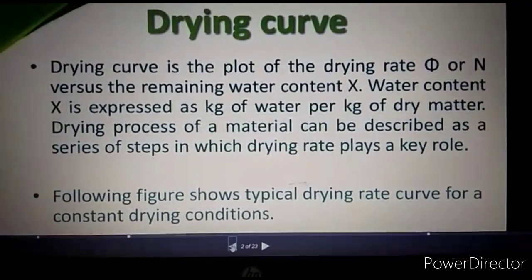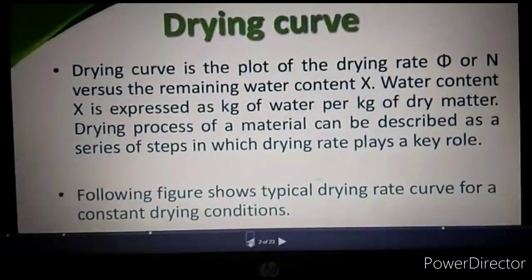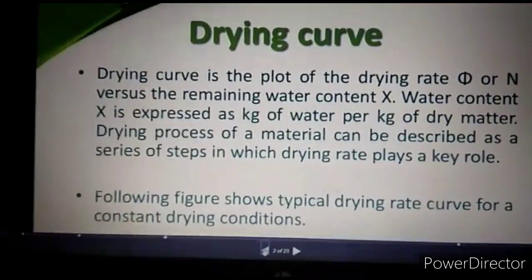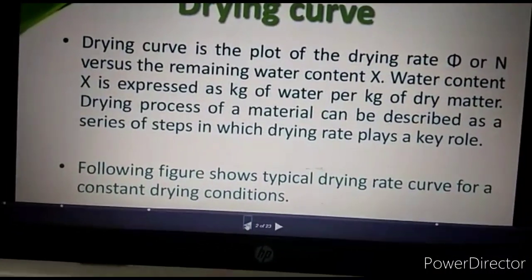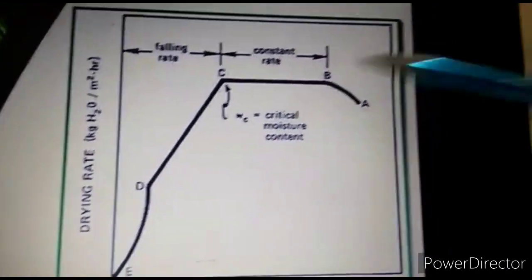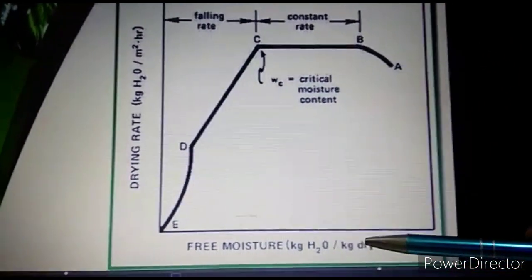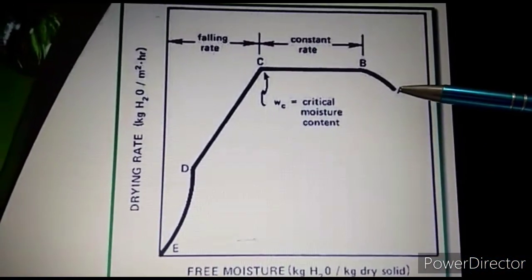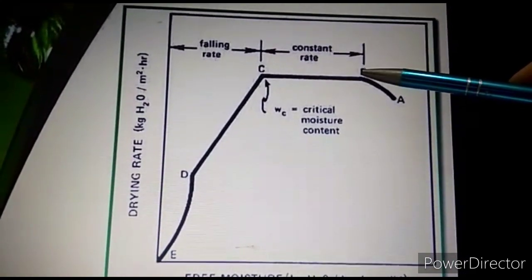Drying process of a material can be described as a series of steps in which drying rate plays a key role. The next figure shows typical drying rate curve for a constant drying conditions. This is a typical drying rate curve where the y-axis expresses drying rate and the x-axis expresses free moisture. The process of drying starts from point A and proceeds to point B.